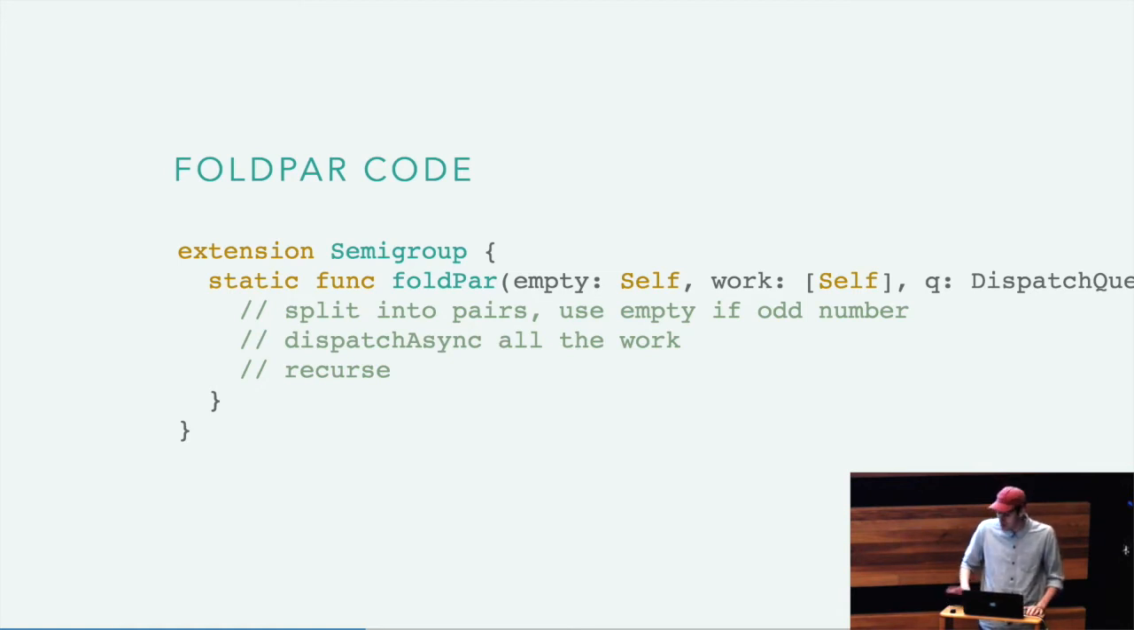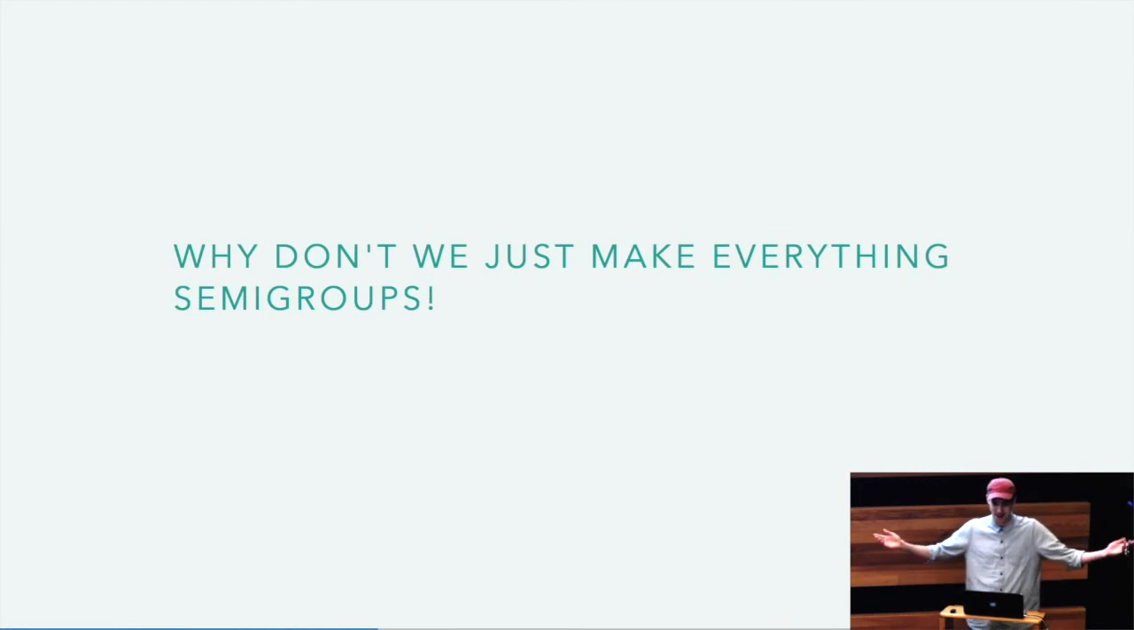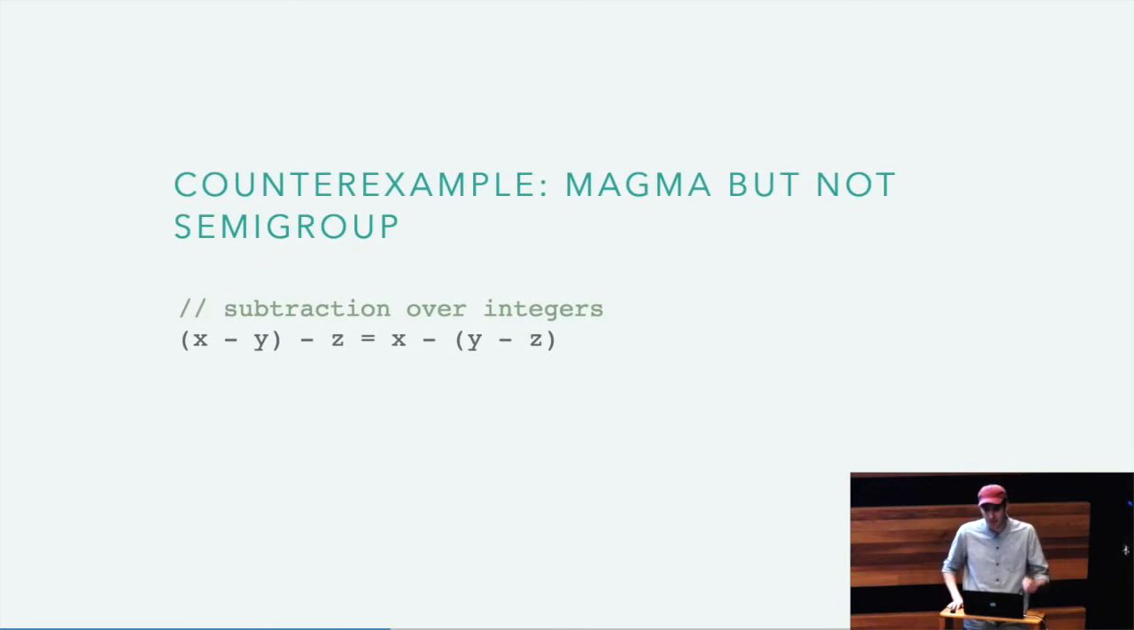And another thing that's cool is this works on every single semigroup. If you have an operation and it's associative, this will work. Okay? So you might be saying, hey, let's make everything semigroups, because it's awesome to do things in parallel, you know? But we can't, because there are some operations that are not associative. There are some magmas that are not semigroups. Okay, this is an example of one: subtraction over integers.